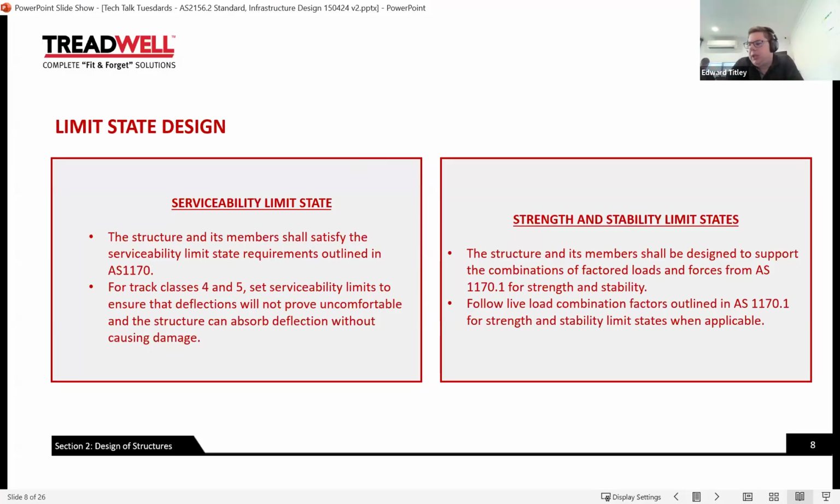Now, limit state designs. Once again, this is probably all pretty obvious stuff, but just so we're all on the same page, the structure and its members shall satisfy the serviceability limit state requirements outlined in AS 1170. And for track classes 4 and 5, set serviceability limits to ensure that deflections will not prove uncomfortable and the structure can absorb deflection without causing damage. And for strength and stability limit states, the structure and its members shall be designed for the combinations of factored loads and forces from AS 1170.1 for strength and stability, and follow the live load combination factors outlined in 1170.1 for strength and stability limit states when applicable.